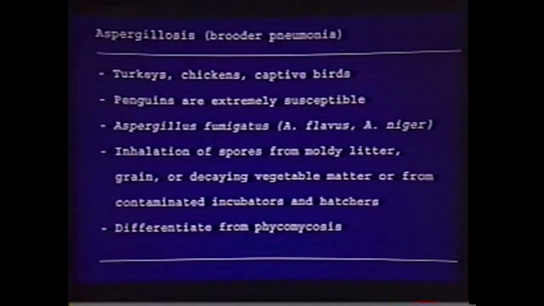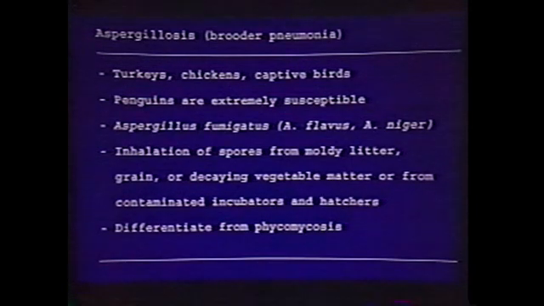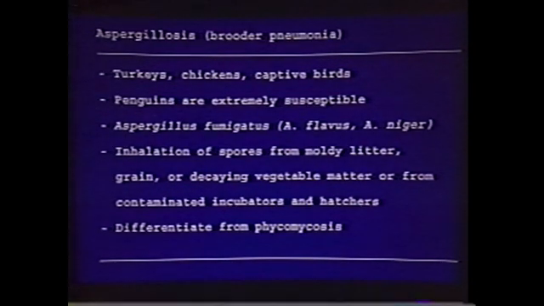Penguins are very susceptible. It can affect a variety of birds. Captive birds are very susceptible. When it comes in a young bird, usually the source of it is the contaminated air system of the incubator or of the hatcher. That's why it's called brooder pneumonia, because the clinical signs will appear while the bird is still under the brooder during the first few days of life. Aspergillosis can also be seen in older birds, and the litter, moldy litter, decaying vegetable matter are usually the source of the fungus.